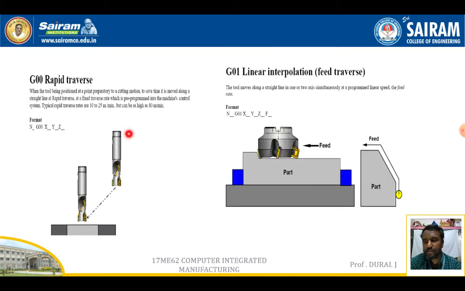Then comes G00 rapid traverse, where the tool is moved at a faster rate. Here it will not remove the material.